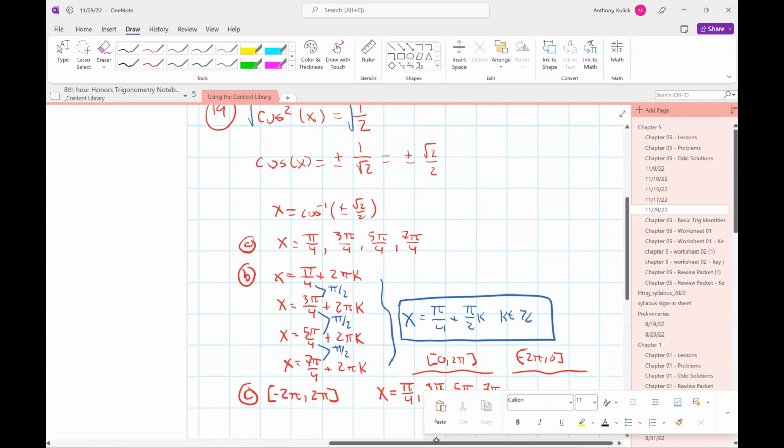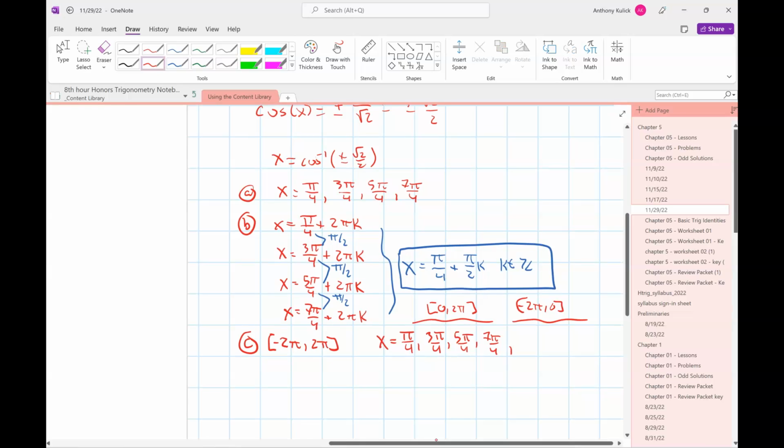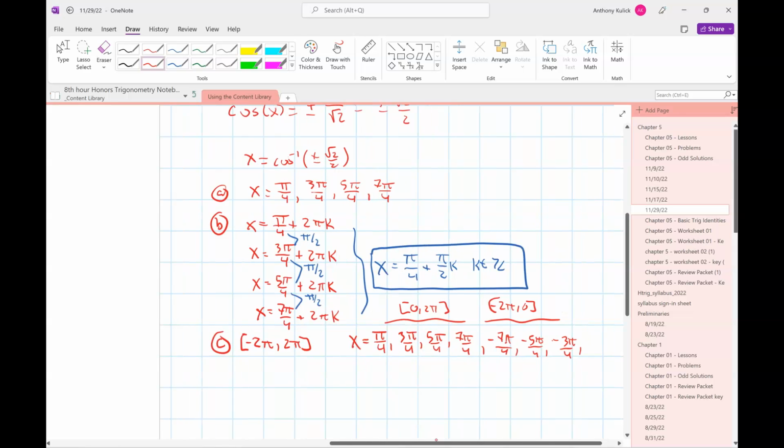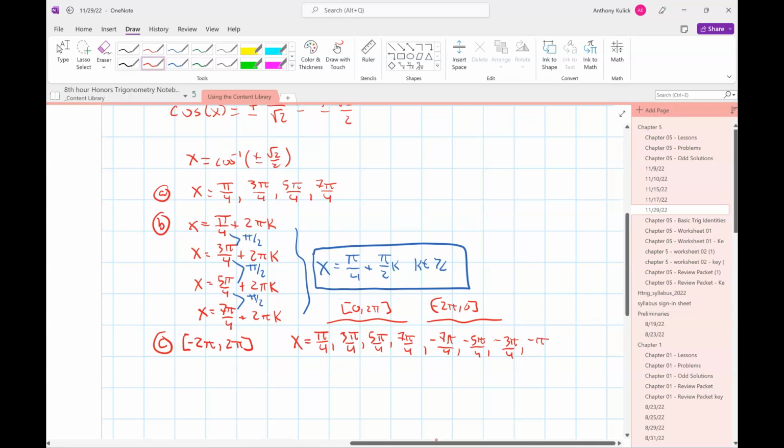So like pi over 4 minus 2 pi, negative 7 pi over 4. 3 pi over 4 minus 2 pi is negative 5 pi over 4. 5 pi over 4 minus 2 pi is negative 3 pi over 4. 7 pi over 4 minus 2 pi is negative pi over 4. So I think on the answer key, I wrote those all as plus or minuses, which again, doesn't have to be. You can write them this way. I just wrote it in the compactest form.